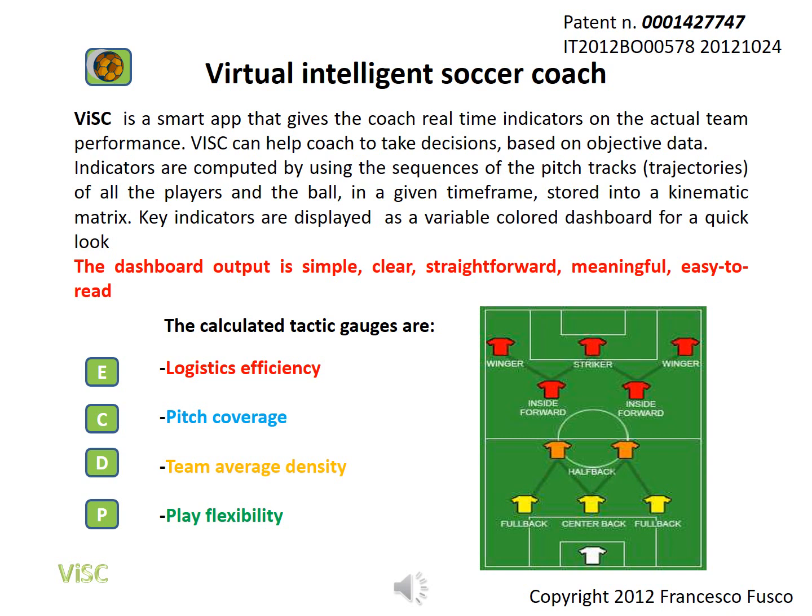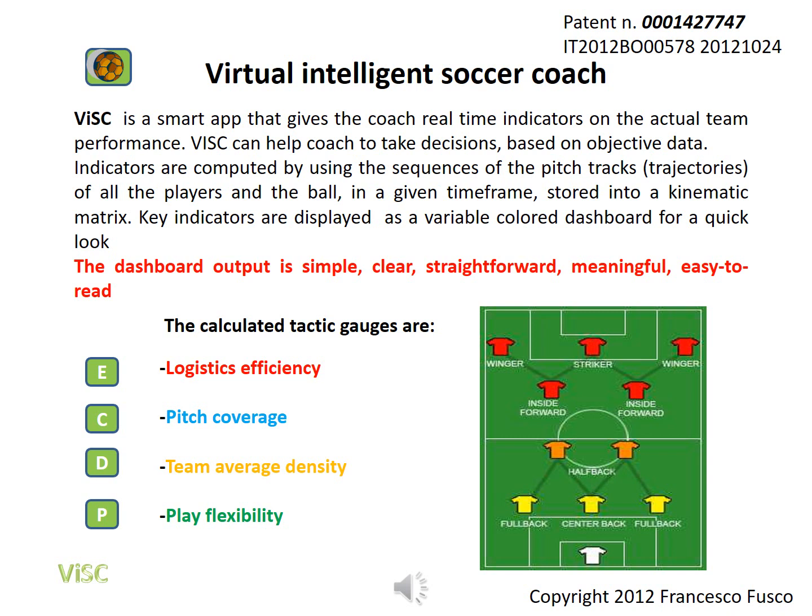The indicators are computed by using the sequence of the pitch tracks, later on referred to as trajectories, of all the players and the ball in a given time frame. They are stored into a kinematic matrix. The key indicators are displayed as a variable colored dashboard for a quick look. The dashboard output is made simple, clear, straightforward, meaningful, easy to read.